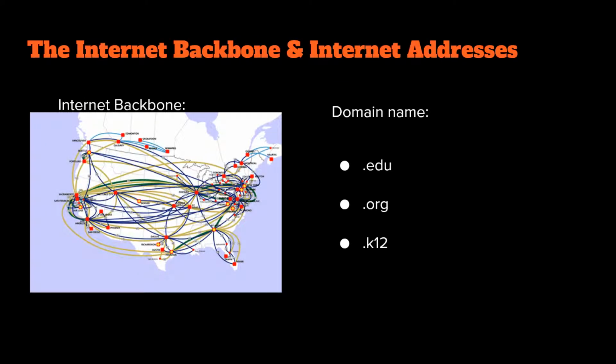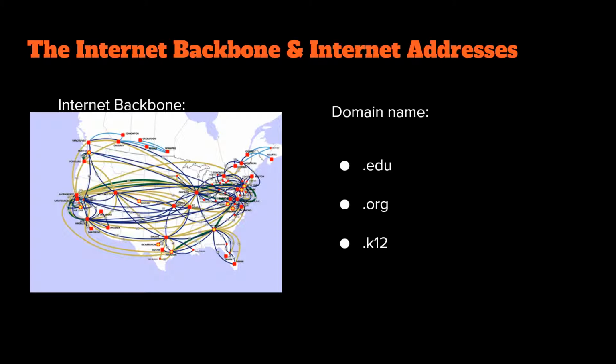As highways connect major cities and carry the bulk of traffic across the country, the inner structure of the internet works just like the transportation system. The main communication lines that have the heaviest amount of traffic or data packets on the internet are collectively referred to as the internet backbone.